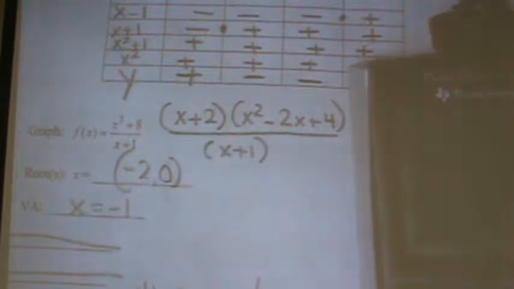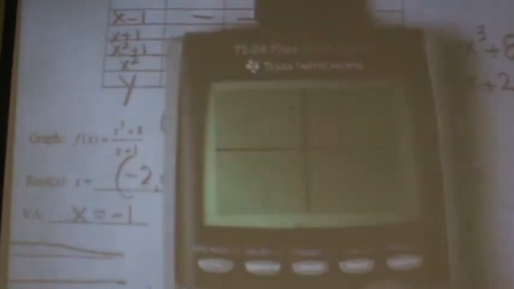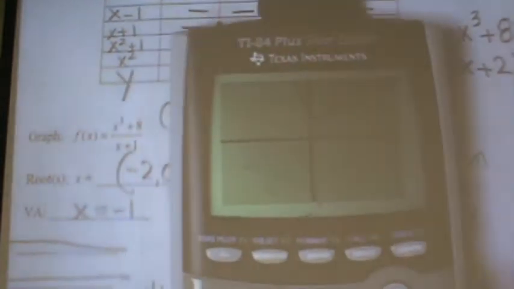If you were to graph this, and I'm going to graph it for you on my calculator. If I graphed x squared minus 2x plus 4, and I want to see where it hits the x-axis, guess what? It doesn't. This little piece right here does not generate any roots of any kind. So the only two critical values that we have are at -2 and -1.